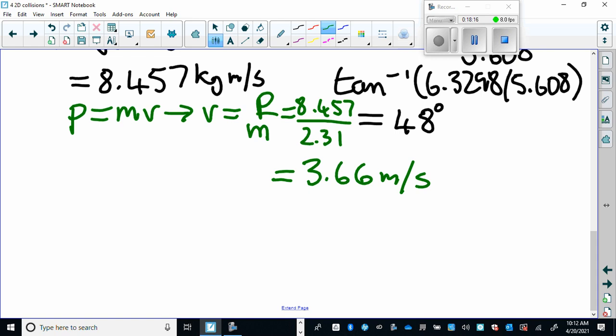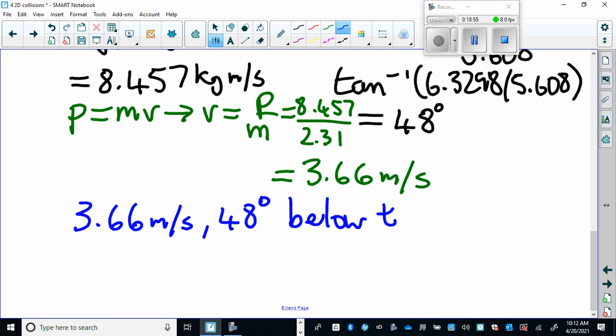And just note why I said that seems pretty reasonable. Why does that seem reasonable? It's quite a bit slower than the red ball. The red ball is going at 13.5, but remember the blue ball is almost twice as massive. So more mass, less velocity. How do we write the final answer for this question? We're going to say that it is 3.66 meters per second, and the correct way to write this, since the question said the initial red ball went 23 degrees above the horizontal, we're going to say that the blue ball is 48 degrees below the horizontal.